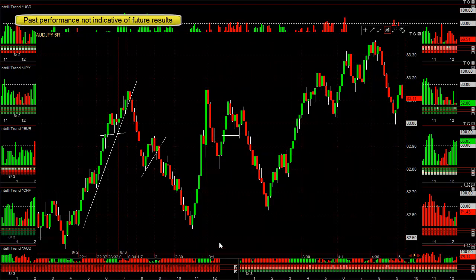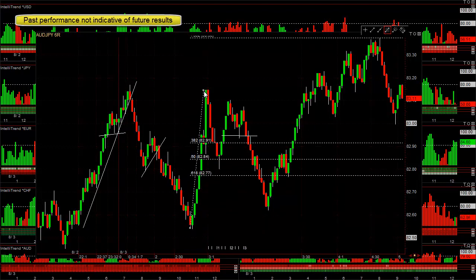You also can draw your fibs on here. And anytime a currency is weak, usually at the fib target, it's a pretty high probability place to go short.